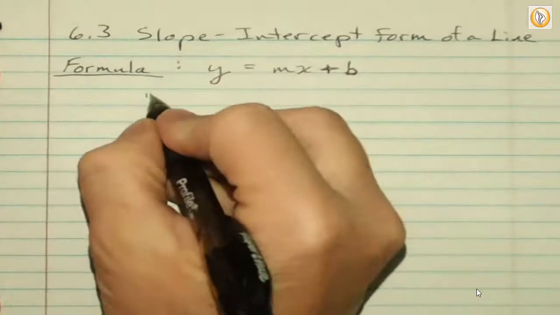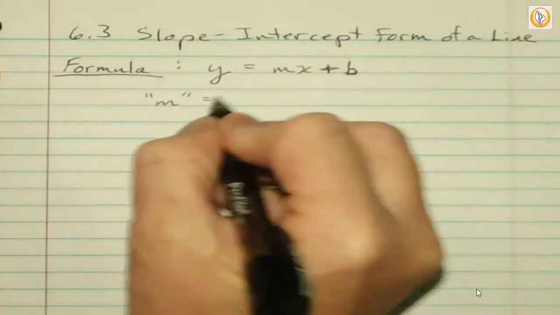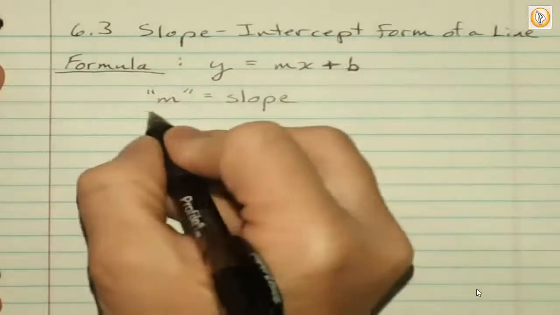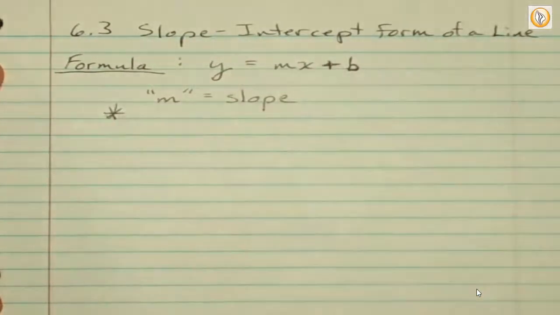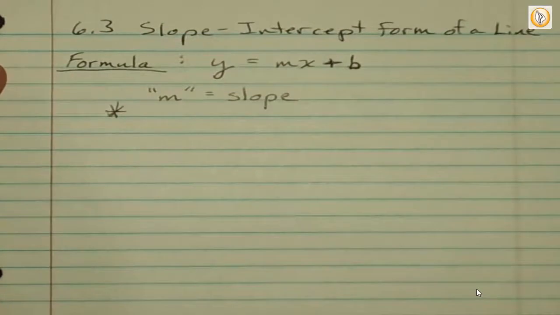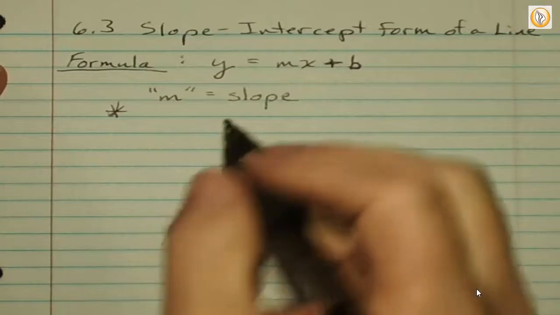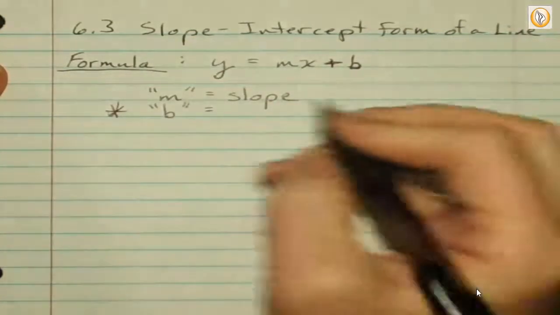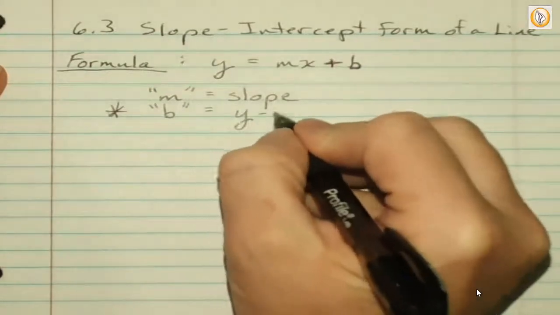What does the m mean? Slope. That's right, it means slope. Now this part, students mess up every time, and I don't understand it. That's why I went over the intercept so much. But the b, what does it mean? That's right, y-intercept.